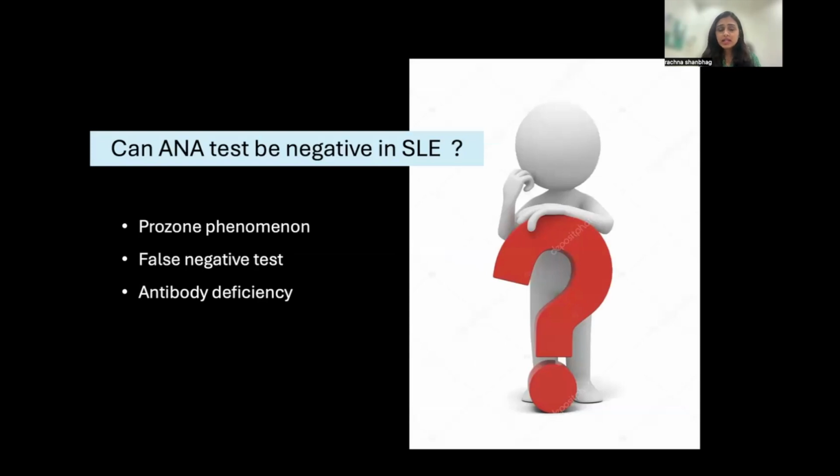It may be a false negative test, or in individuals with antibody deficiency, despite having symptoms suggestive of SLE, the ANA test might be negative.